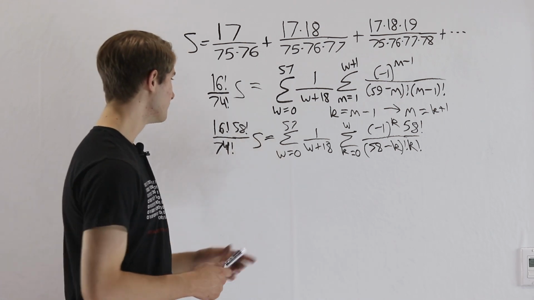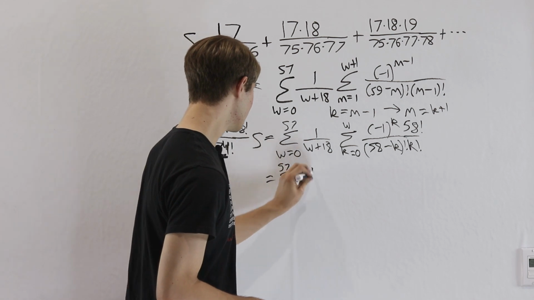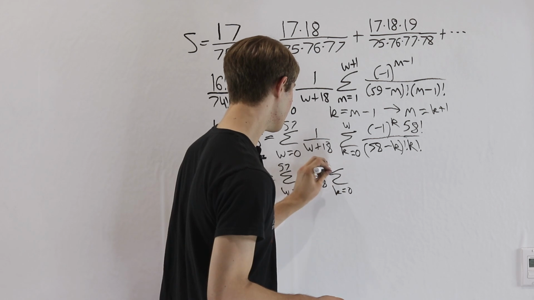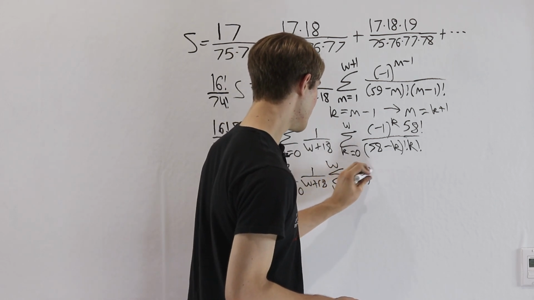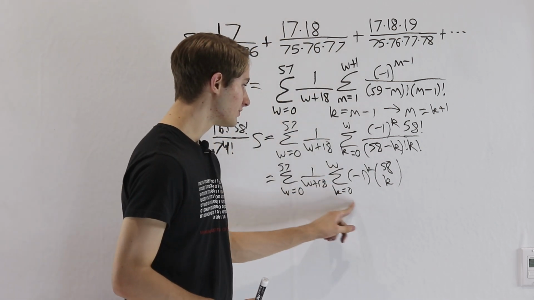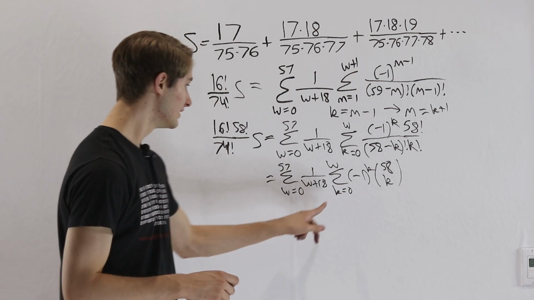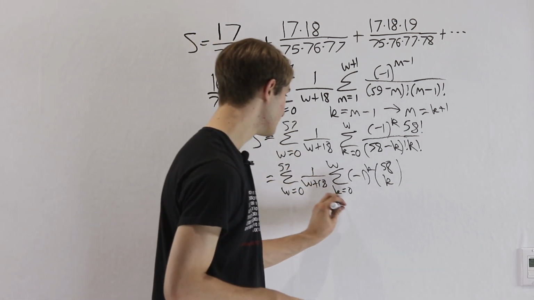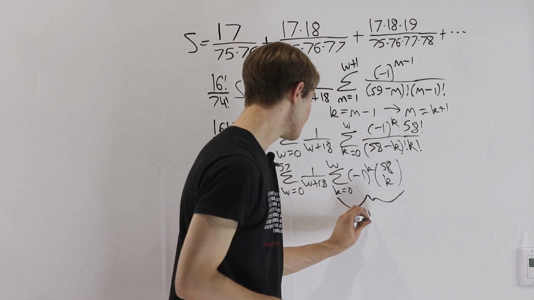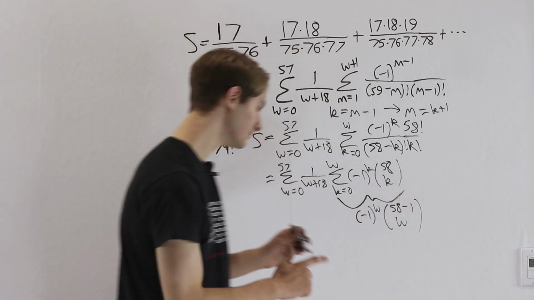So we get that this sum is equal to the sum from w equals 0 to 57 of 1 over w plus 18 times the sum from k equals 0 to w of negative 1 to the k times 58 choose k. And now I've already derived an identity that has to do with this sum right here. You can watch the link in the description for the proof. This sum right here, the sum from k equals 0 to w of negative 1 to the k times n choose k, is equal to negative 1 to the w times n minus 1 choose w.